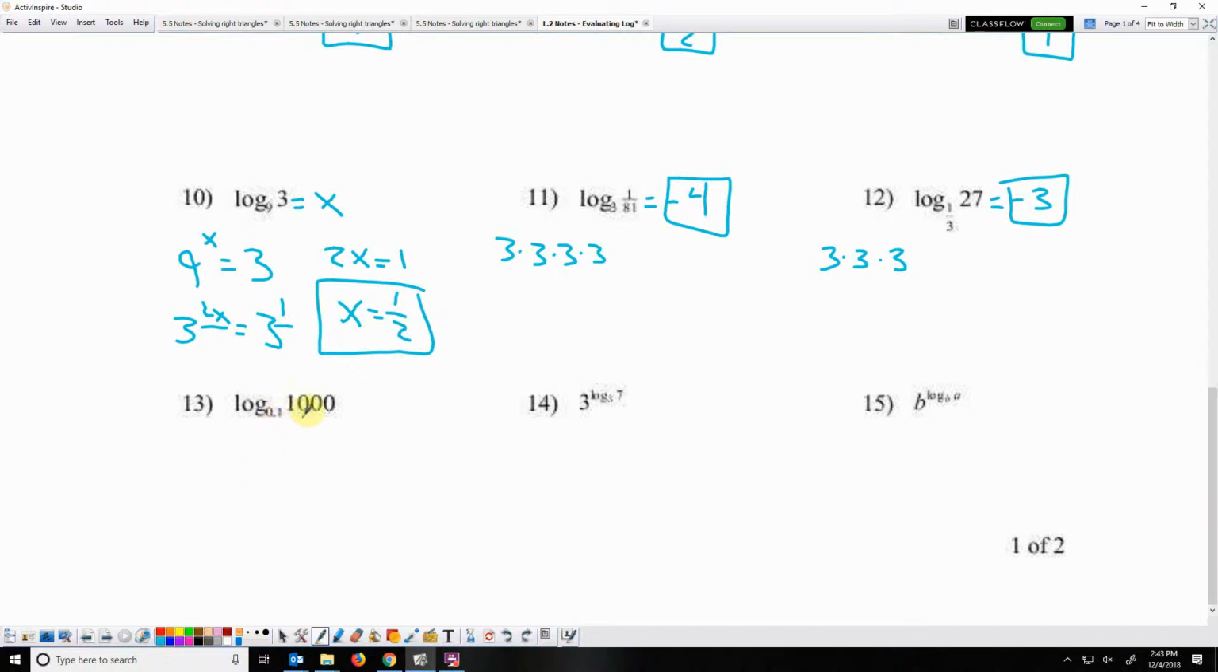0.1 to what power makes 1,000? Okay, so that 0.1 is the same as 1/10. So log base 1/10 of 1,000. 1/10 to what power makes 1,000? So let's just pretend it's a 10 here instead of a 1/10. 10 times 10 is 100, times 10 is 1,000. So 10 to the 3rd power is 1,000, which means 1/10 to the negative 3rd power is 1,000.